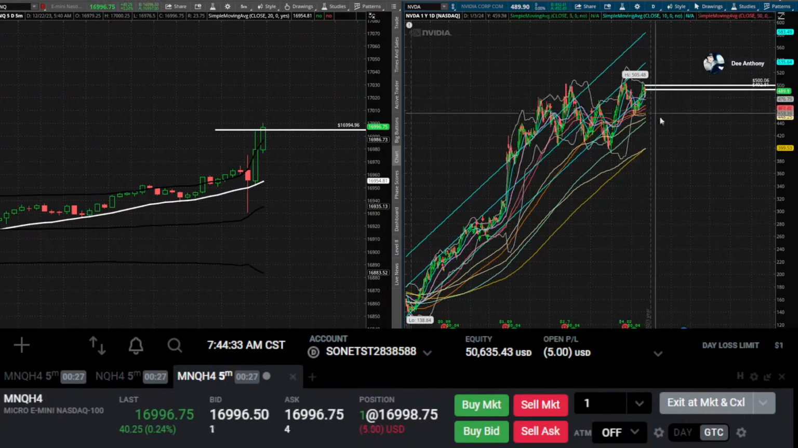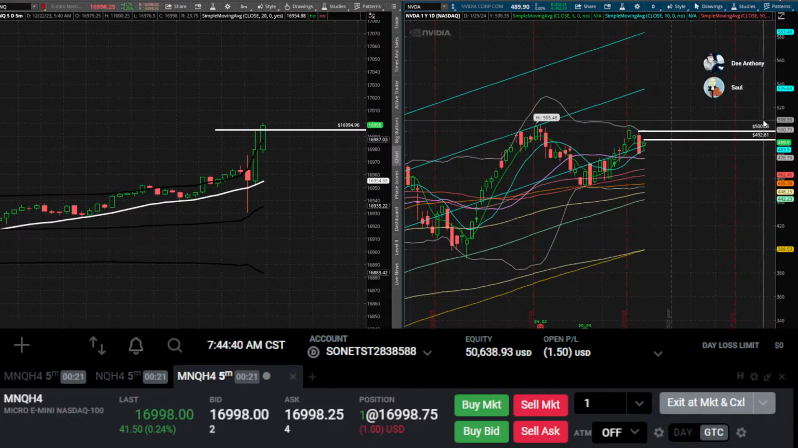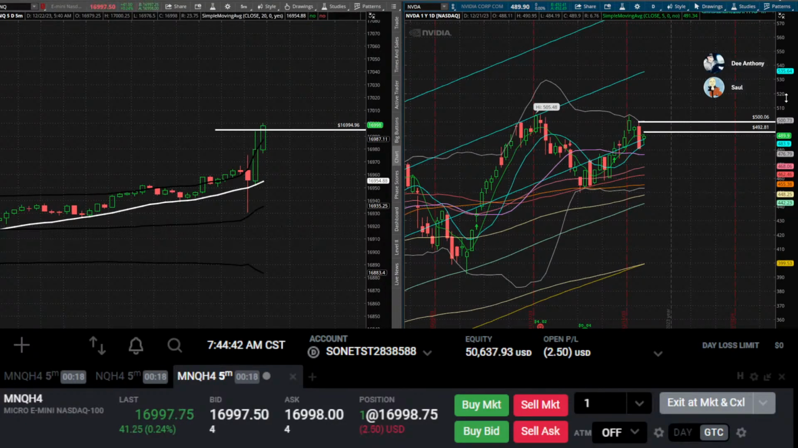Take a look at the daily chart very quickly. Daily chart for me needs to get over that 493, get over this 5-day moving average, start punching into that 500. Anything over 500 on Nvidia is definitely going to have a lot more room to stretch. This has been a strong name all year, so definitely will have eyes on Nvidia as well.